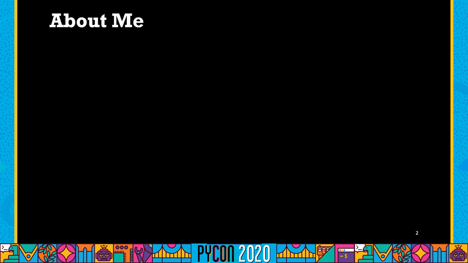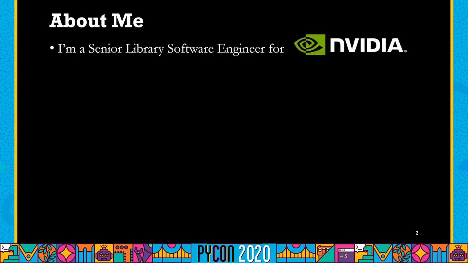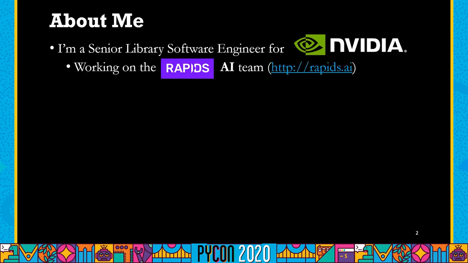A little bit about me before we hop into the talk. I'm a senior library software engineer working for NVIDIA on the Rapids AI team. Our team is developing an end-to-end data science pipeline that runs on the GPU. So if you're interested in checking that out, check us out at rapids.ai.